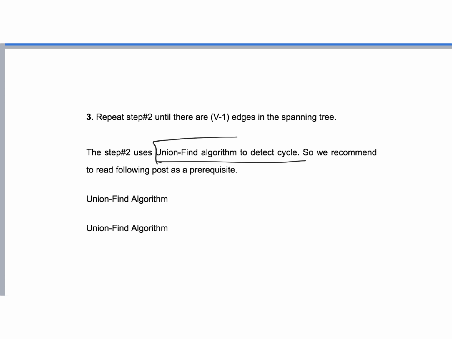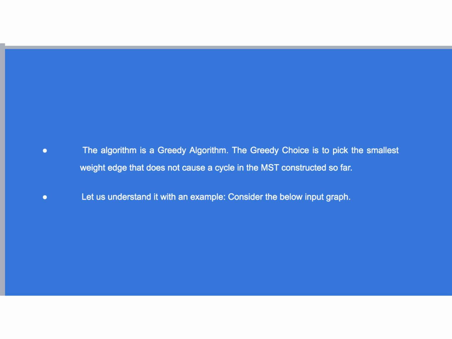So you can see the union find algorithm here. We recommend you go through the union find algorithm. If you haven't, don't worry, I'm going to keep a link in the video below. Just go and check it out so you know what you're doing. This algorithm is one of the greedy algorithms. We already discussed Prim's, so we're finally at Kruskal's here. The greedy choice is to pick the smallest weight edge which does not cause a cycle in the MST constructed so far.